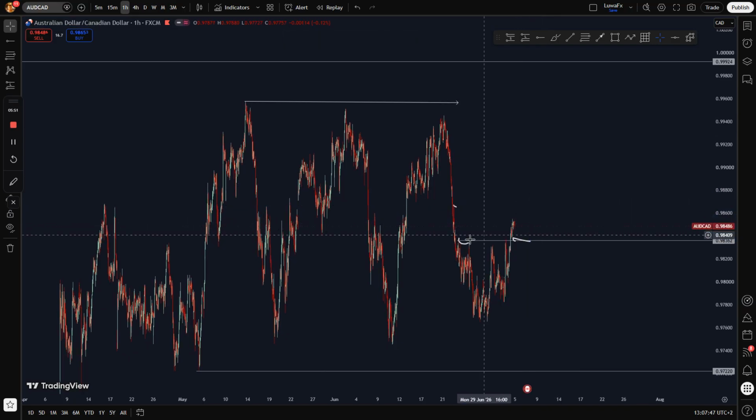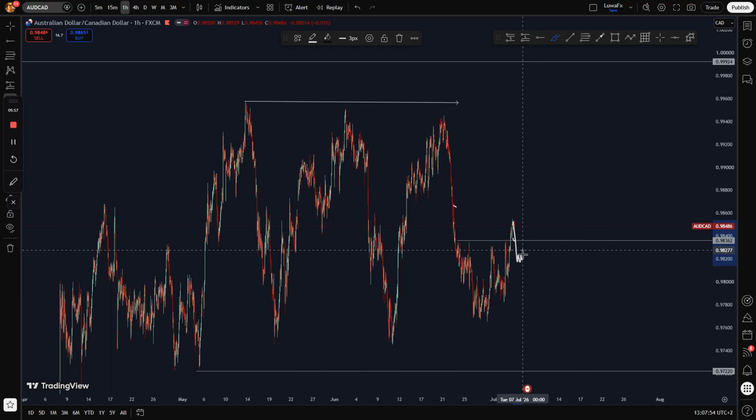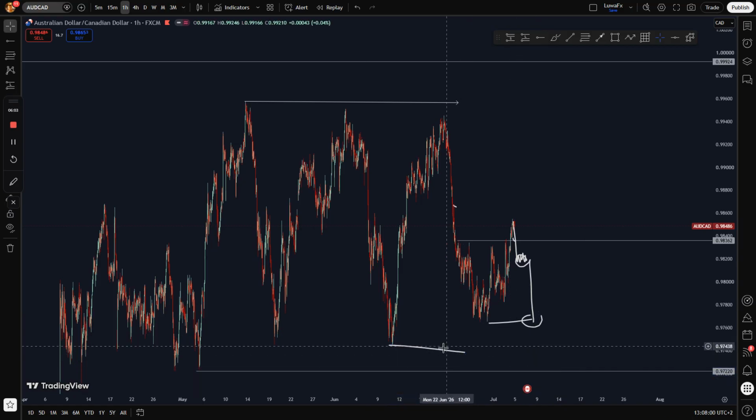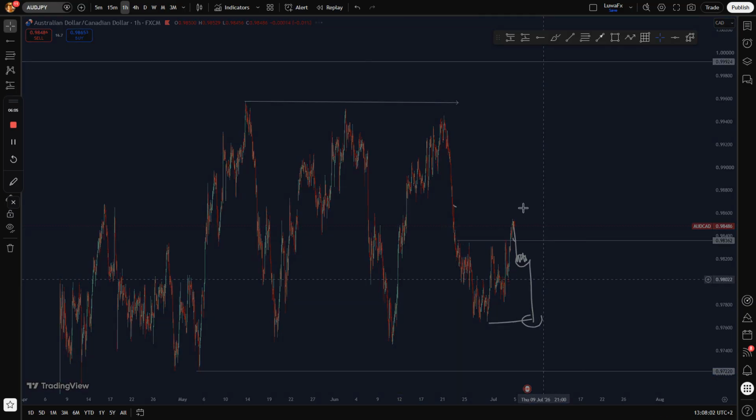So either way, we just have to wait and see how the market develops. So that's AUD CAD, I would say rather be neutral, because let's say the market then breaks back in, forms a continuation, sells off, we can then take into areas like this for management purposes.